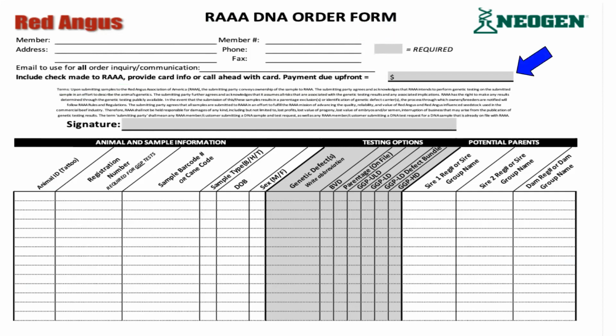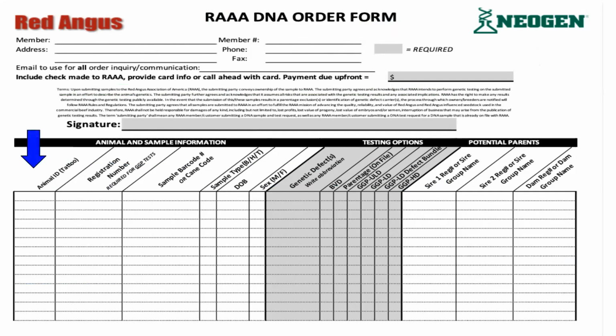Over here on the right-hand side is going to be the payment column. So if you're submitting a check, please write the amount of the check in there as well. If you want us to call you to get credit card information when we receive the samples, please write "call for payment," and that will prompt us to go ahead and give you a call.